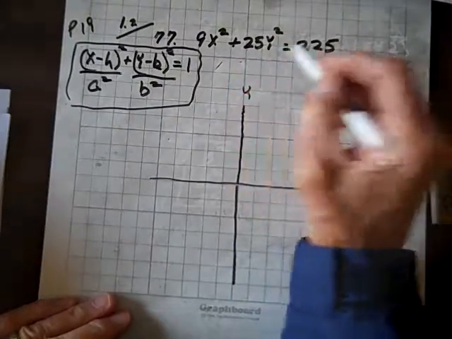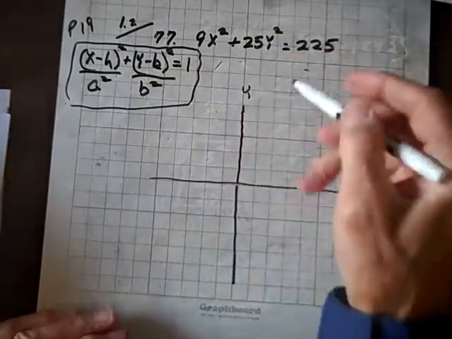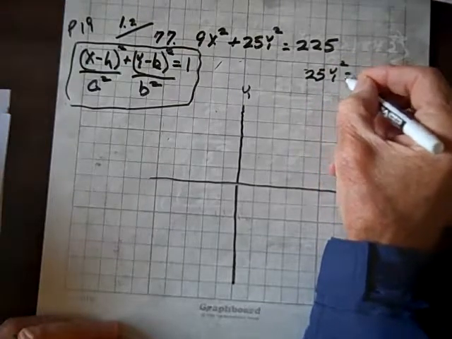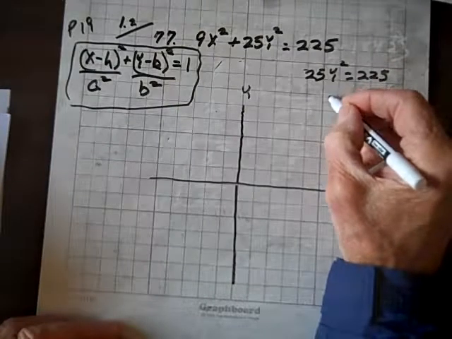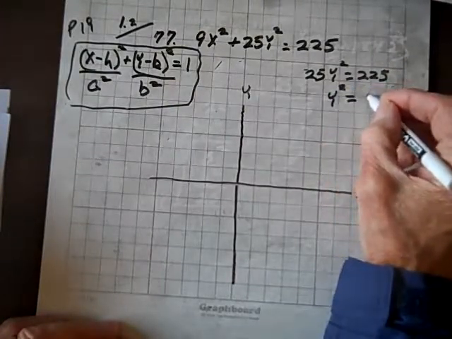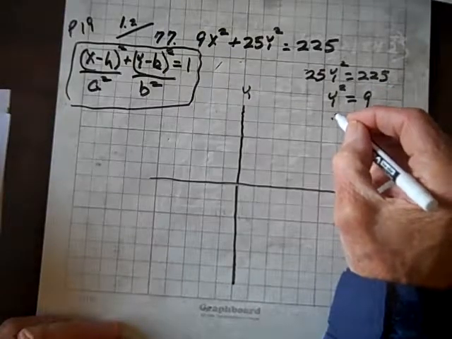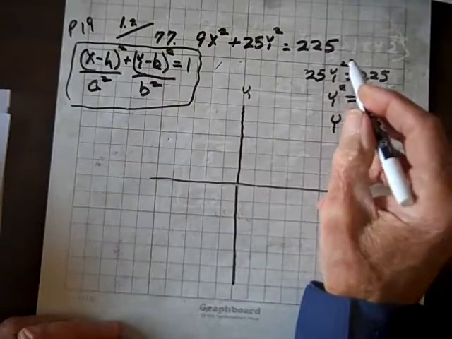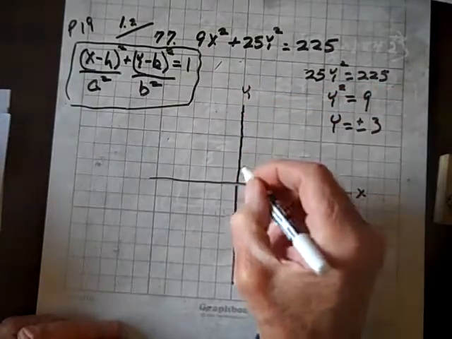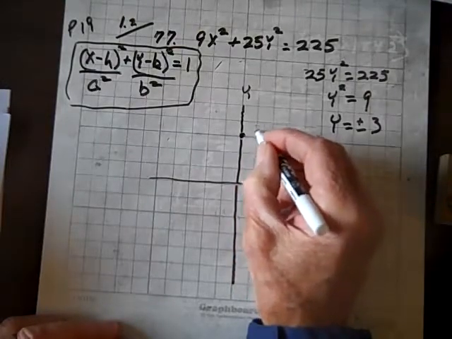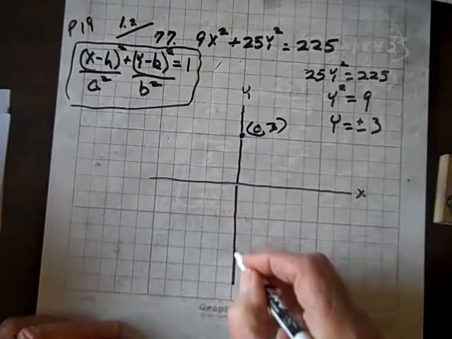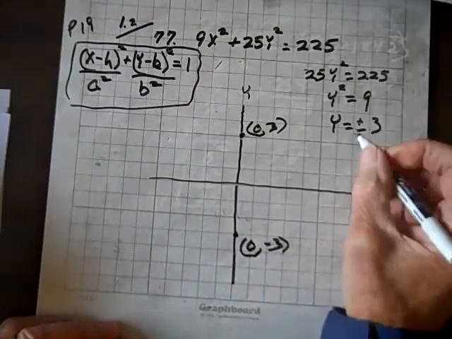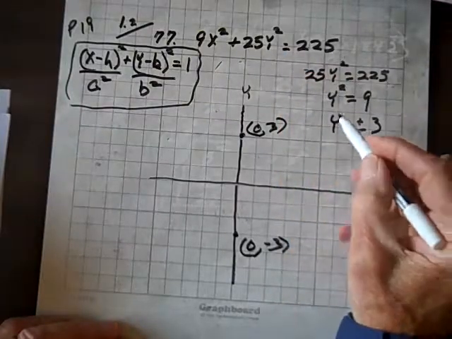Now, let's let x be 0. If x is 0, this term is wiped out, and we just have 25y squared equals 225. Dividing both sides by 25, we get y squared equals 9. So y equals plus or minus 3. That's when we let x be 0. So we're talking about 0, 3, and 0, negative 3.